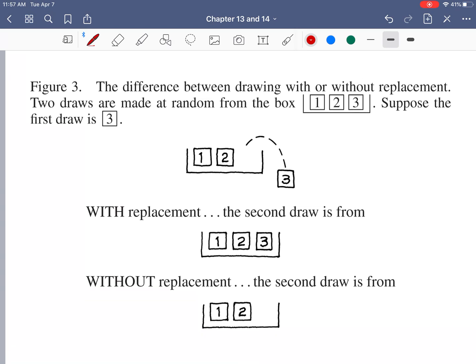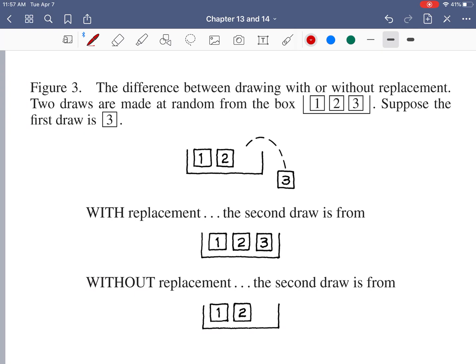Okay, the difference between drawing with or without replacement is the next thing we're going to talk about. So if you've got a box and inside that box you have 3 different cards or 3 different tickets. First ticket has a 1 on it, second ticket has a 2, third ticket has a 3. So suppose you draw a 3 first, and then you stick it back in so the box looks the same after that first draw. So your second draw, you're able to choose 3 different cards. So you have 3 possible outcomes for that second draw.